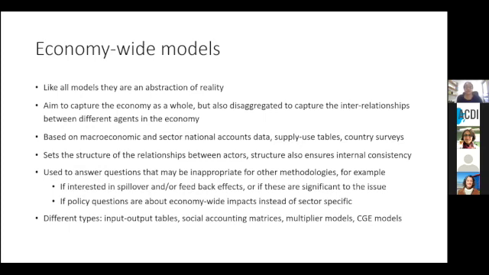Economy-wide models provide a tool for the analysis of questions that have significant spillover or feedback effects that one cannot capture from other methodologies, such as partial equilibrium analysis. They also aim to answer questions that are interested in the larger economic impacts. There are different types of economy-wide tools available, but today I'll be focusing on CG models specifically.